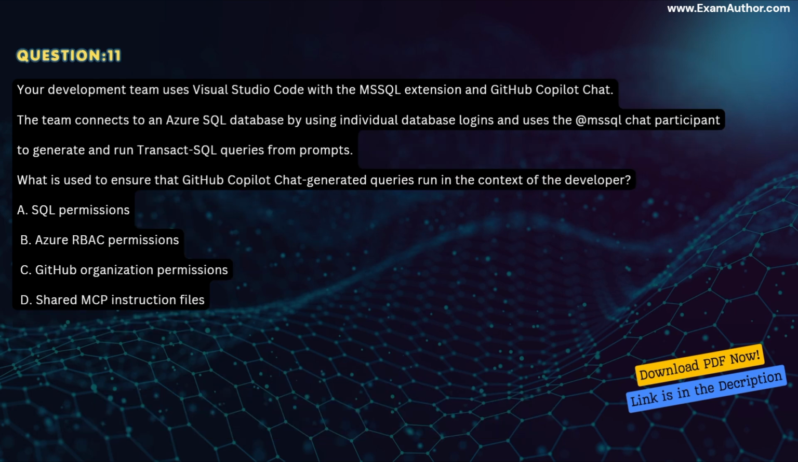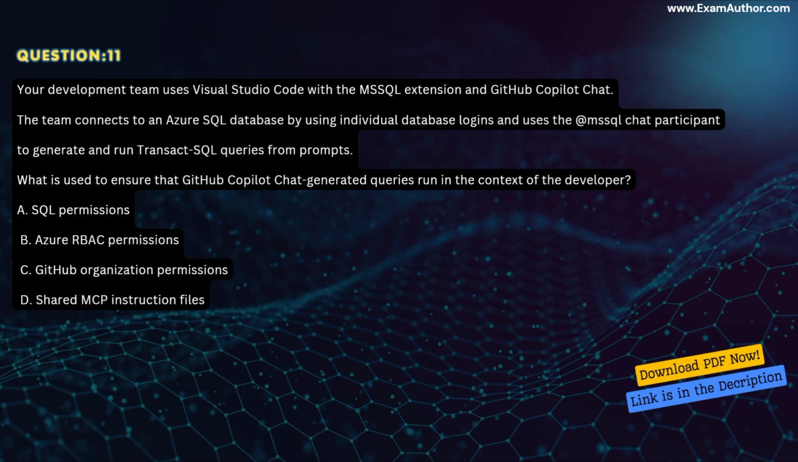Question 11. Your development team uses Visual Studio Code with the MS SQL extension and GitHub Copilot chat. The team connects to an Azure SQL database by using individual database logins and uses the @mssql chat participant to generate and run Transact-SQL queries from prompts. What is used to ensure that GitHub Copilot chat-generated queries run in the context of the developer?